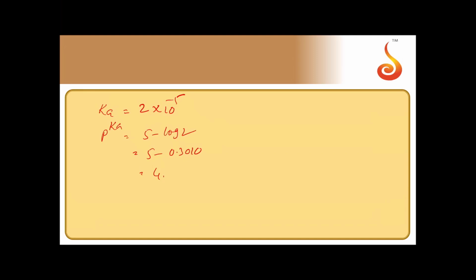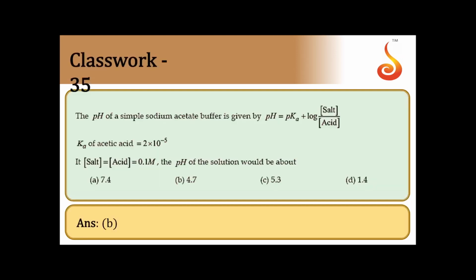It comes to 4.6 then, or 4.7 nearly. 4.7. Now pH is equal to pKa, that is 4.7, plus log of concentration of acid and then salt, both equal to 1 only. So 0.1 and 0.1 means log 1 is equal to 0. Therefore pH will be equal to 4.7 we have. So pH is equal to 4.7. Option 4.7 is B. So the answer is B. We found pKa from Ka, and these two are equal, and therefore log 1 became 0.